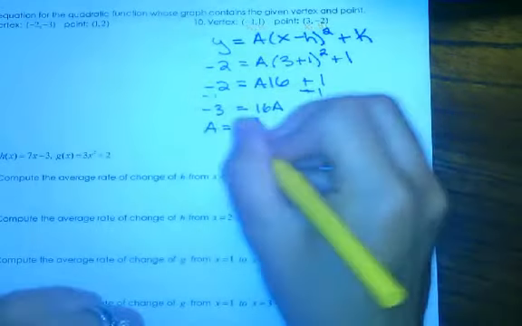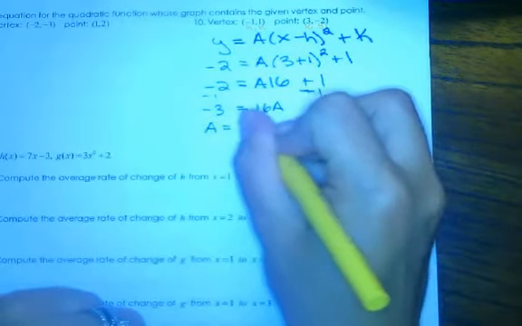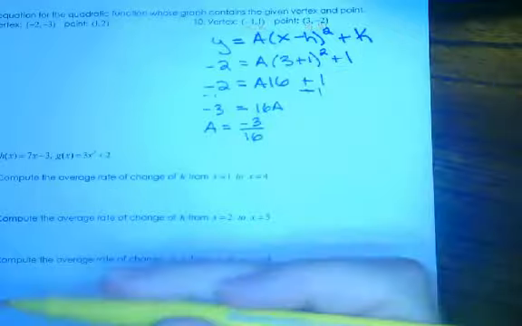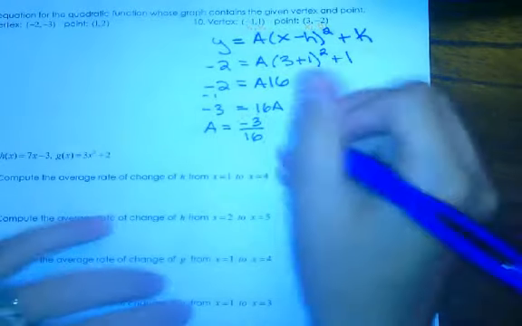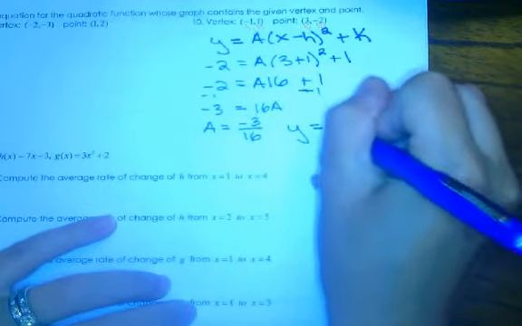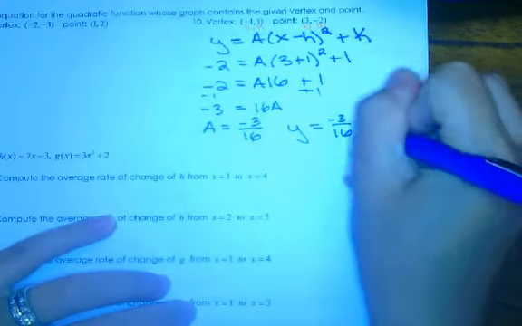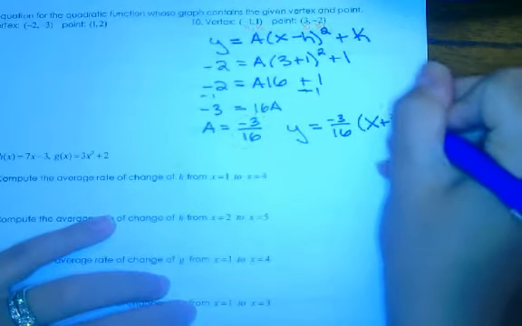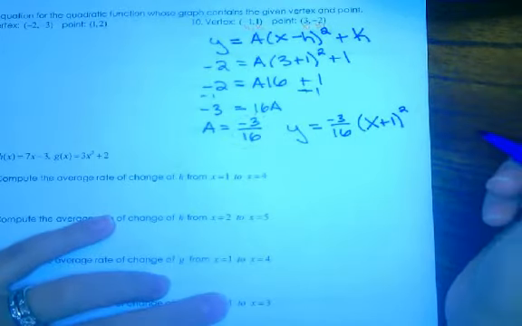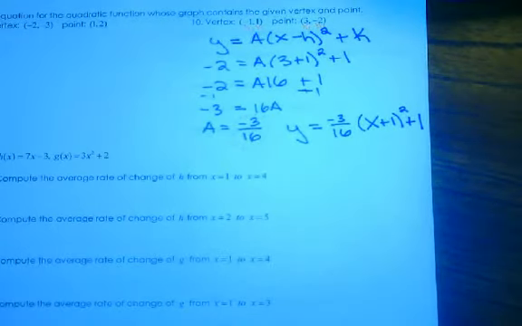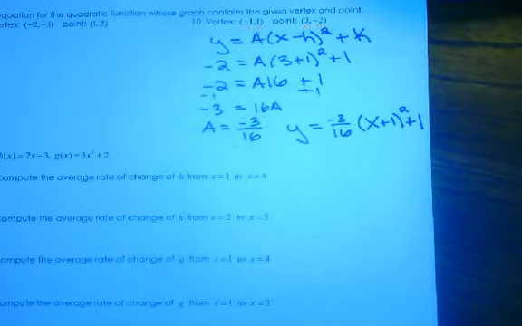So now you take this a value and you plug it right back in up here for a. So you just have y equals, the a was -3 over 16, parentheses x, you would still use the h and the k, so it's +1 quantity squared, and then your k value was a +1, so +1 on the outside there is your final answer.